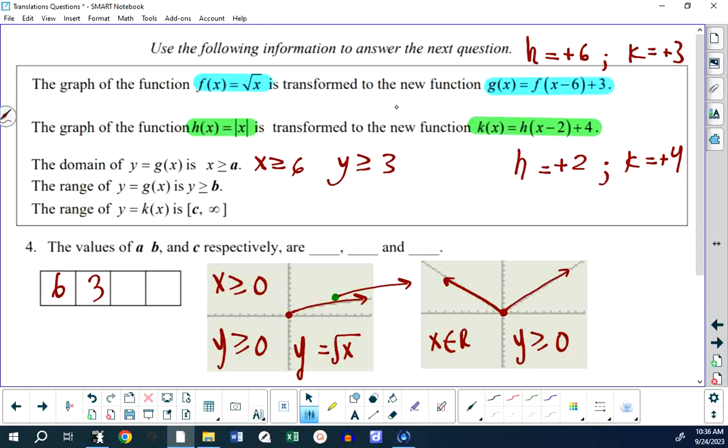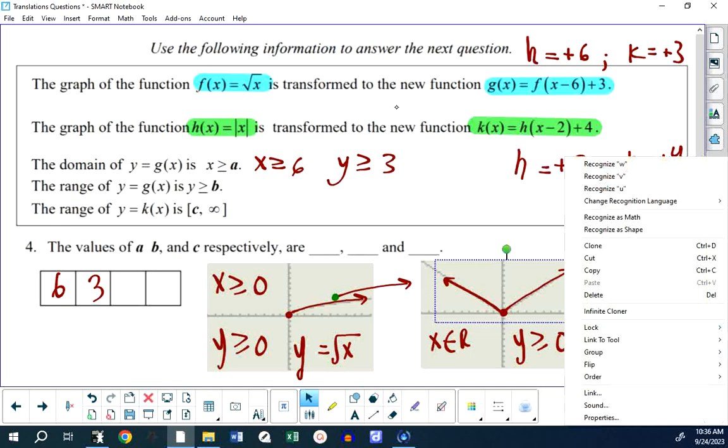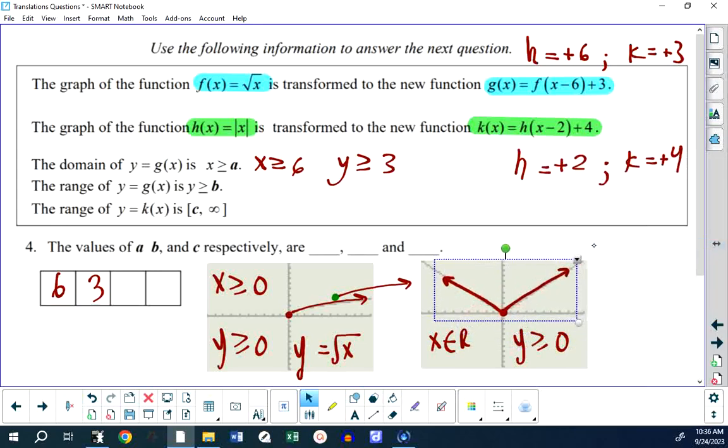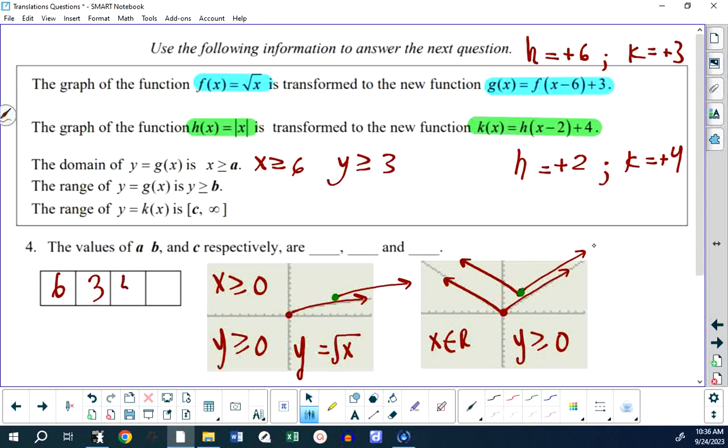When we take a look at the other function, the absolute value of x, we are told that that function is translated 2 to the right and 4 up. Well, if I translate it 2 to the right, that doesn't change the range, but when I translate it 4 up, the new function will be in this location, and you can see the location of this vertex now is at 2, 4, which means y is greater than or equal to 4. And that means that c is 4.